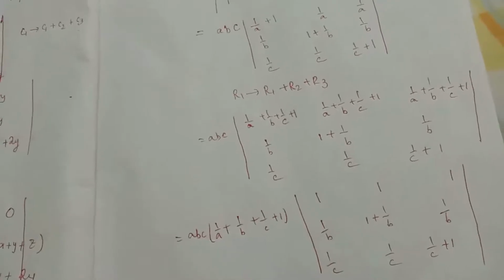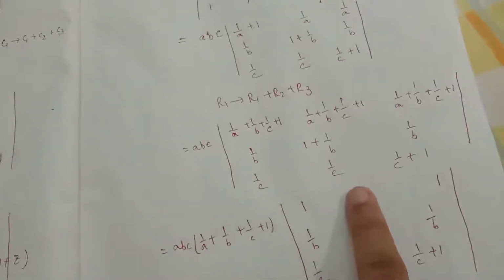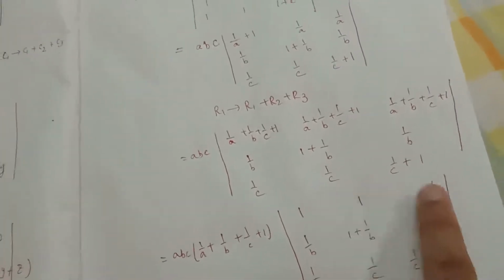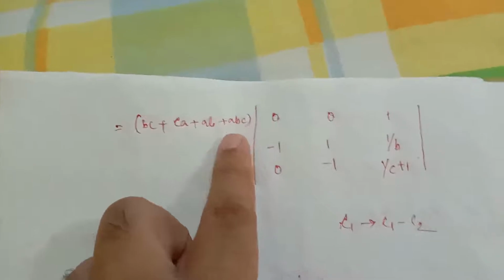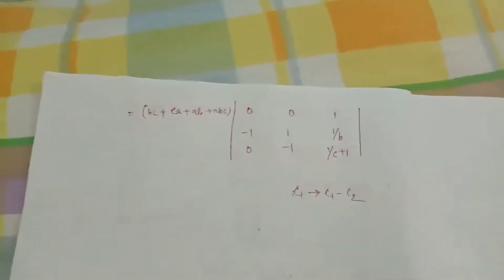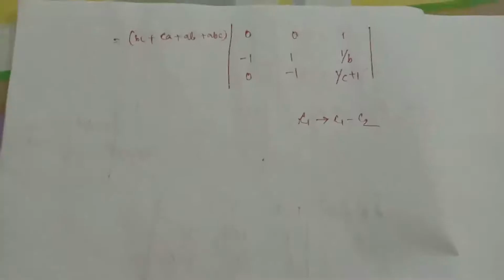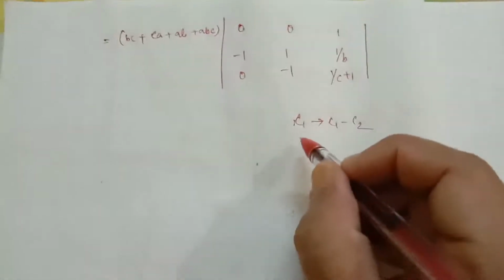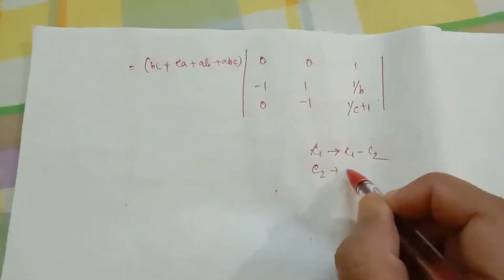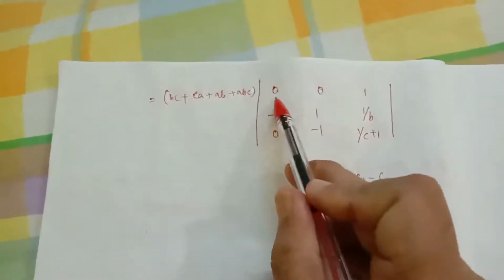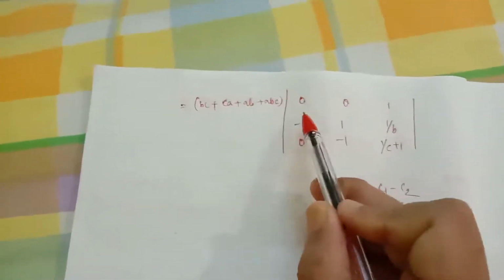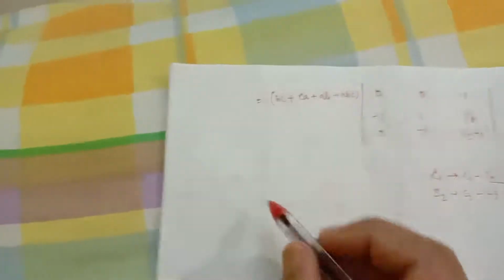And if we replace C1 by C1 minus C2 and C2 by C2 minus C3, you can see this will become BC plus CA plus AB plus ABC, and our determinant will become this. Now you can see we have two zeros in the first row, which will make our calculation much easier.